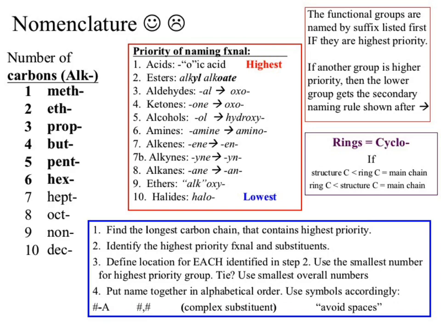Your functional groups are listed by priority. So the highest priority dominates the name, and then we go through and deal with the rest of the pieces. Okay? That's the rule after the arrow.